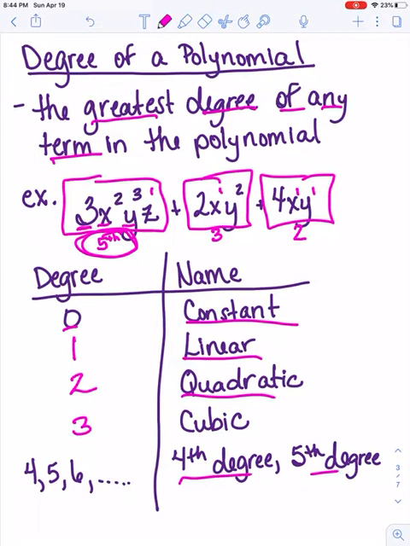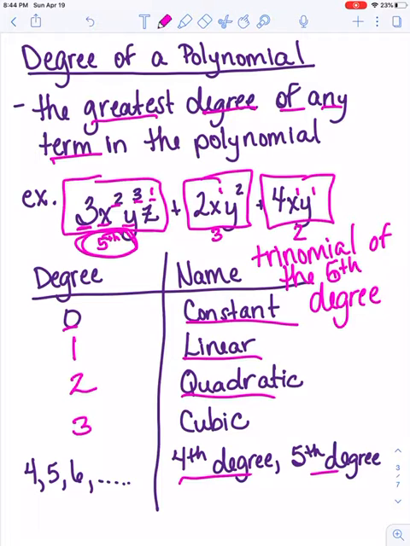So if you remember, what do we call something with 3 terms? A trinomial. So the 5th degree refers to how many degrees it is, and the name trinomial refers to how many terms there are. So this is a trinomial of the 5th degree.